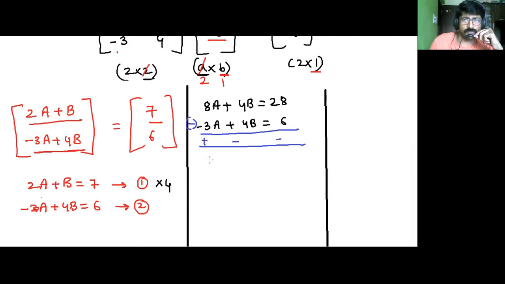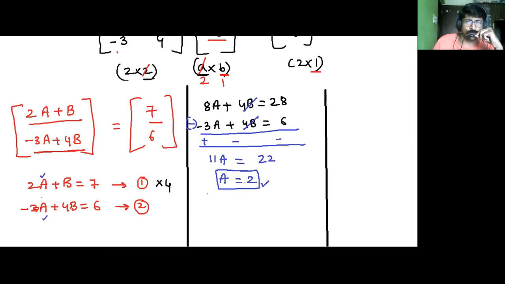So, 8A plus 3A will become 11A, which equals this: 4B and negative 4B will get cancelled, and 28 minus 6 will become 22. So value of A will become 2. How I got this: 22 divided by 11, it will become 2. How I got this A, I hope you understood. 22 divided by 11, A will become 2. Now plug this value of A over here or over here. You can substitute it in equation number 1 or 2.